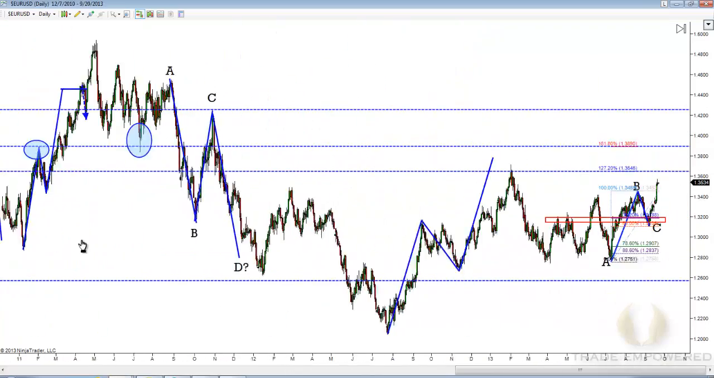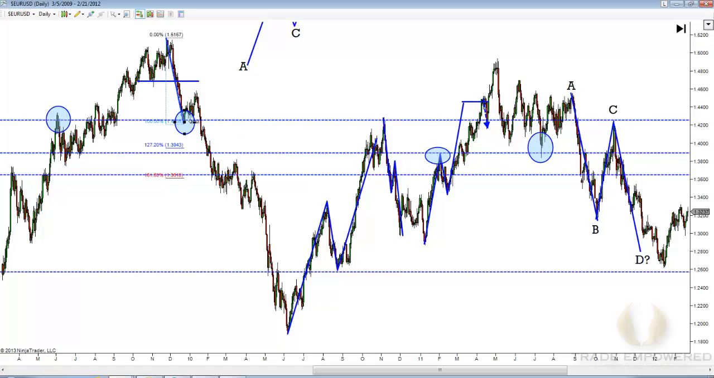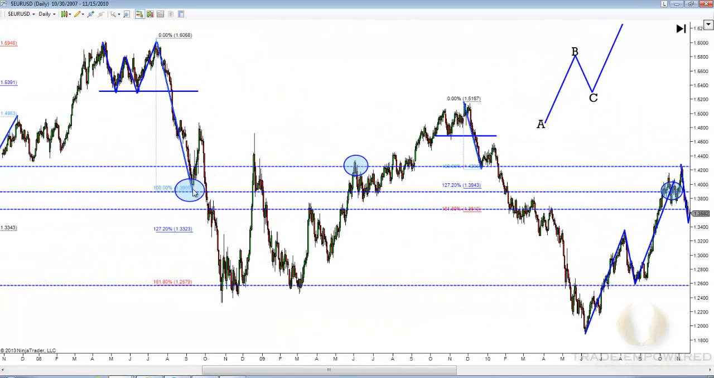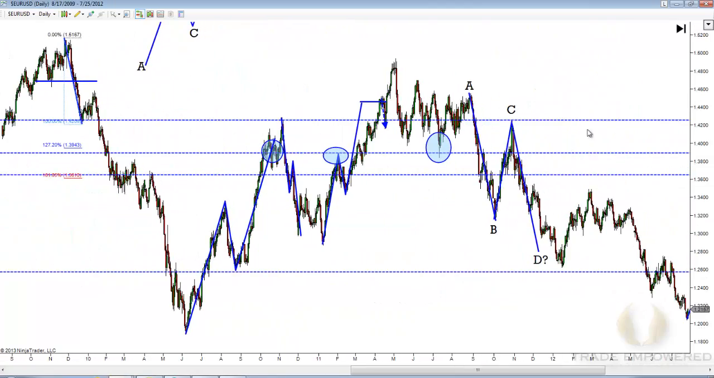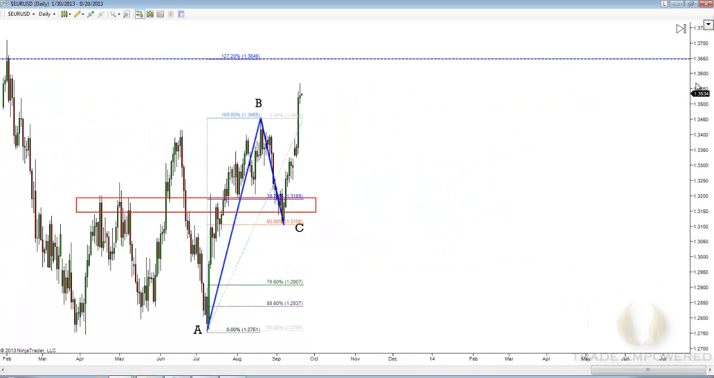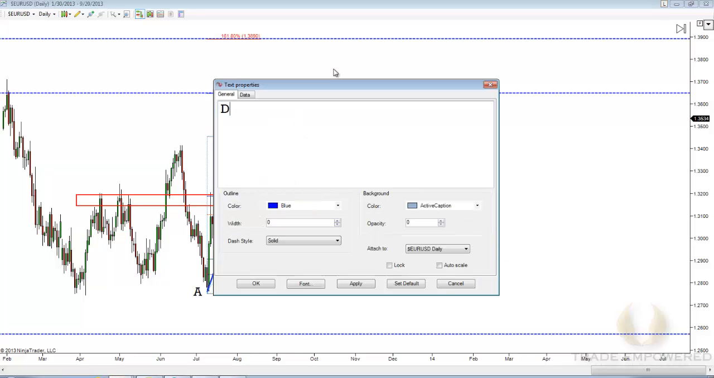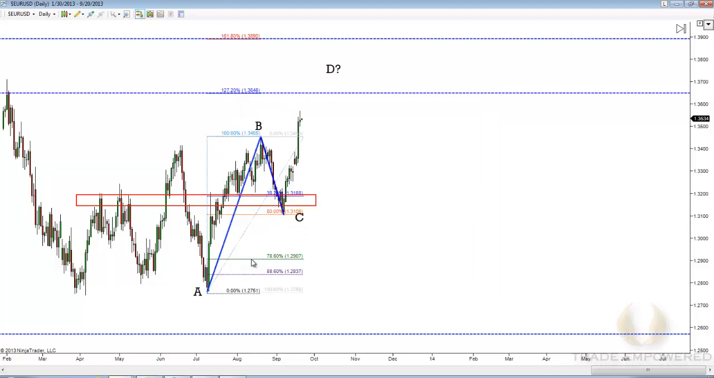I think I drew these in wrong. Hold on. The lower one. All right. So we have 1, 2. You can see we consolidate right down here in this level for 3, and then 4 right there. So we have some structure there as well. What lastly do I want to do? Well, I want to make my D prediction. Where's our D leg likely to go to?